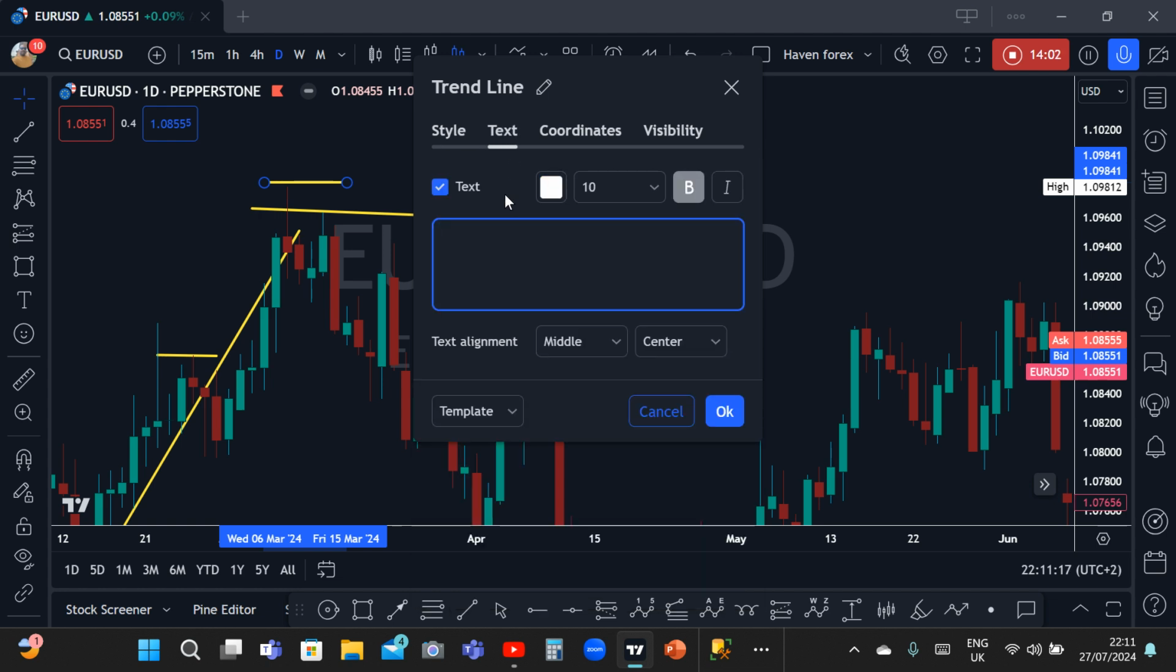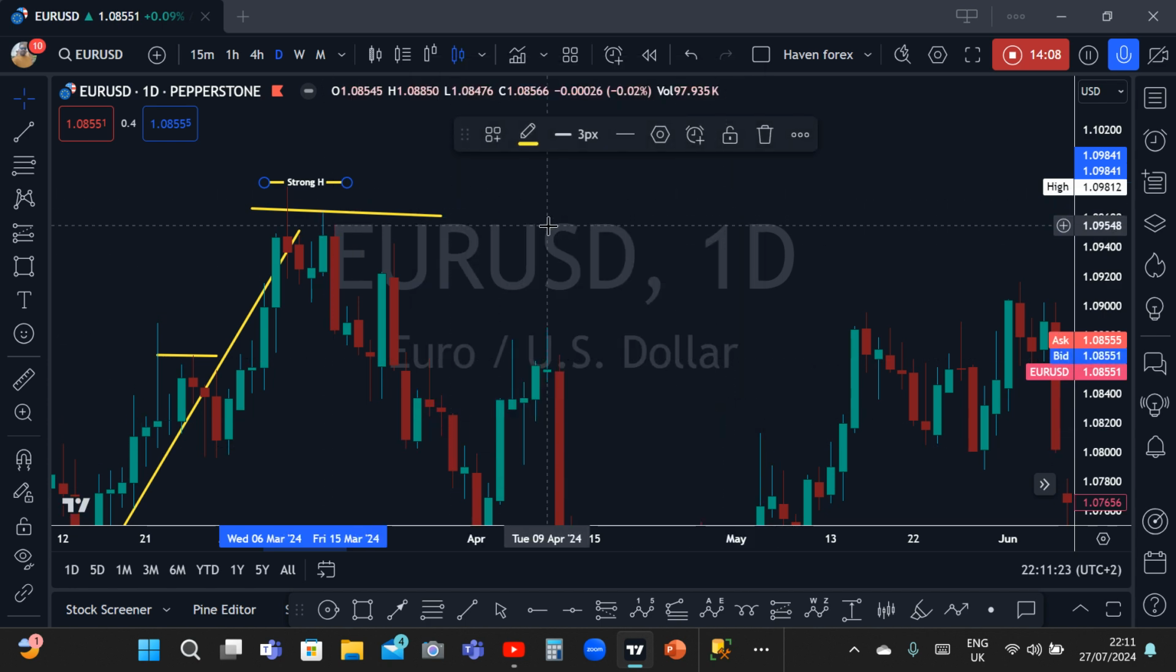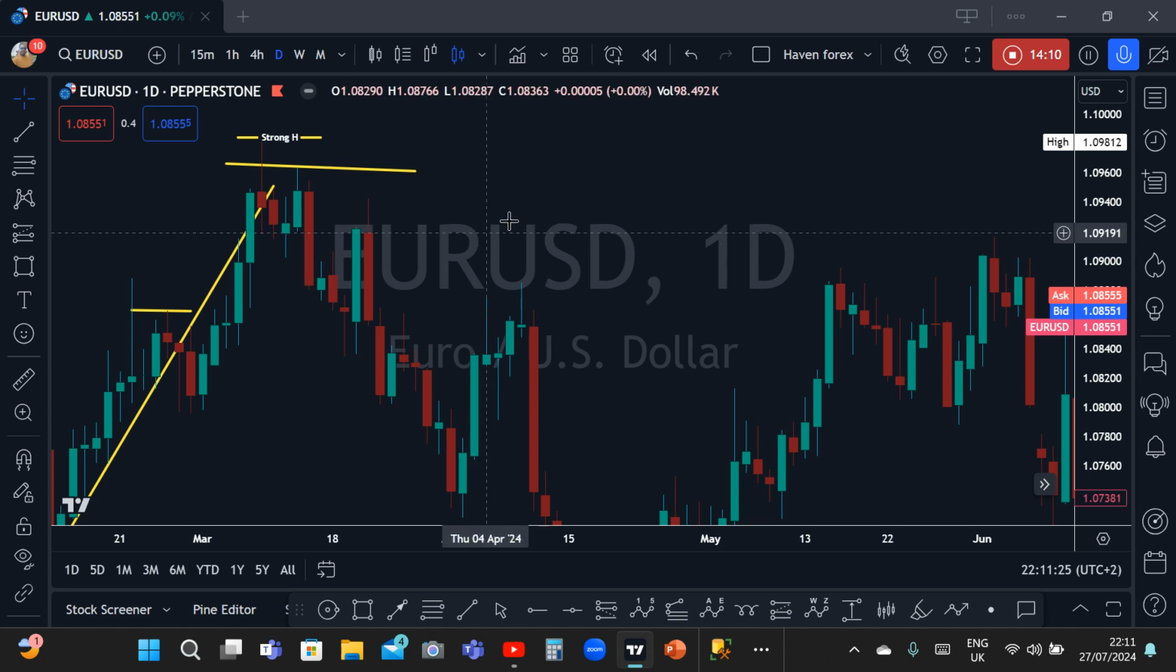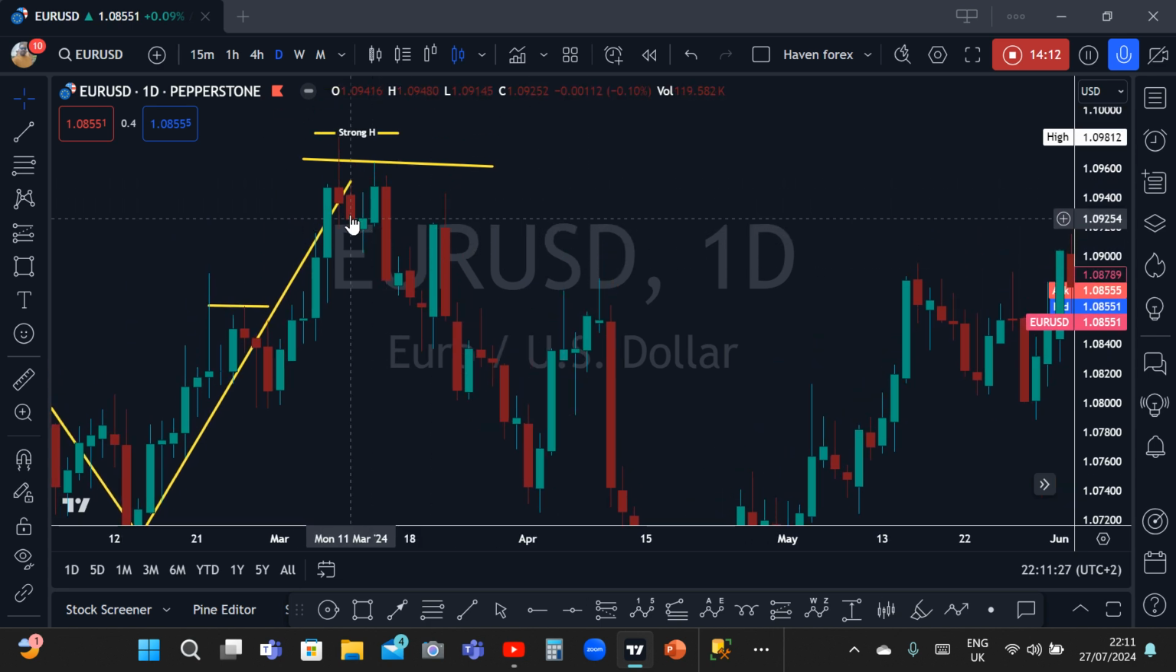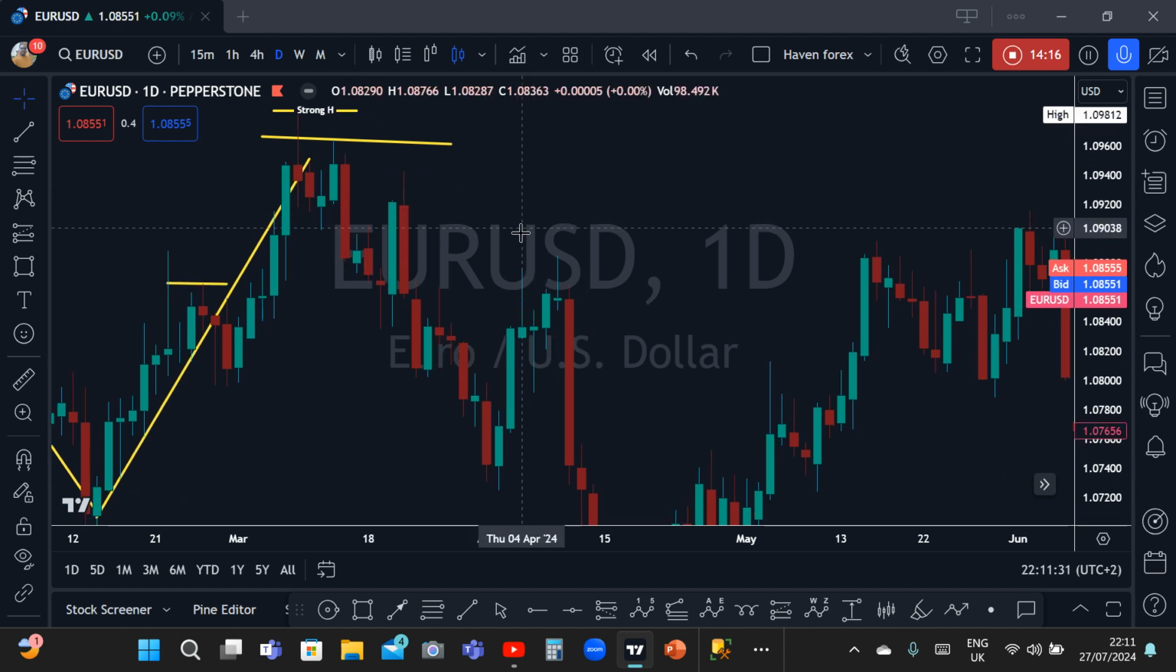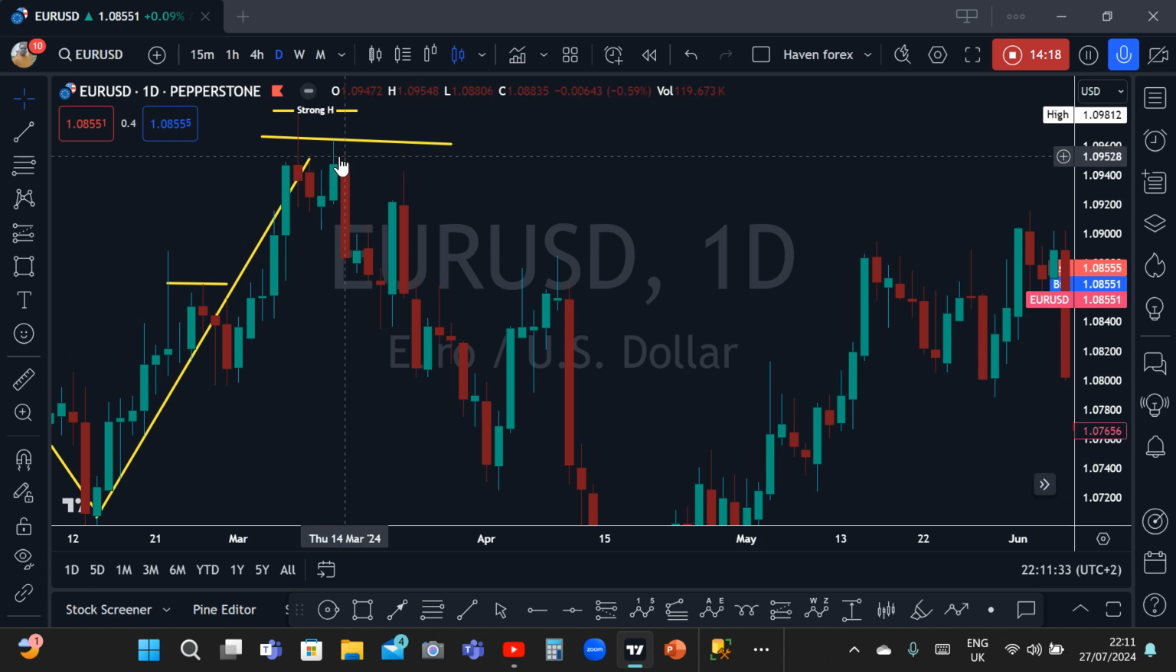You put it here, you say strong high. That is how to denote it. This is a strong high, right? Now, watch what happened. This guy did not break this high. What now happened? You see, we have a bearish engulfing candle.